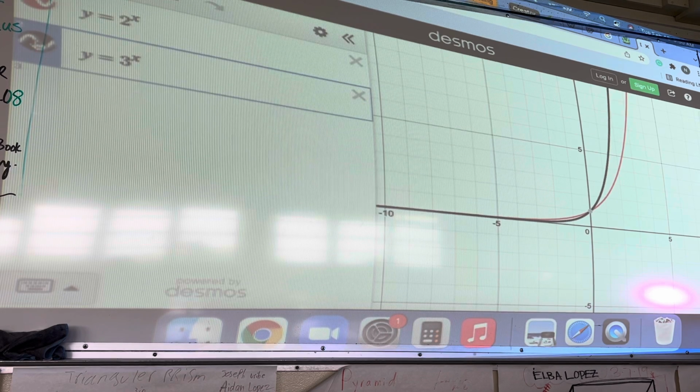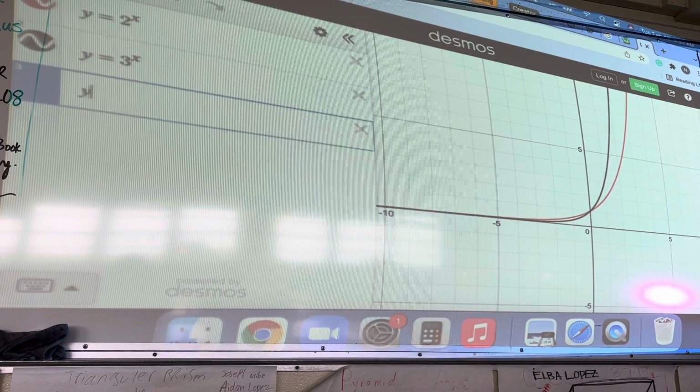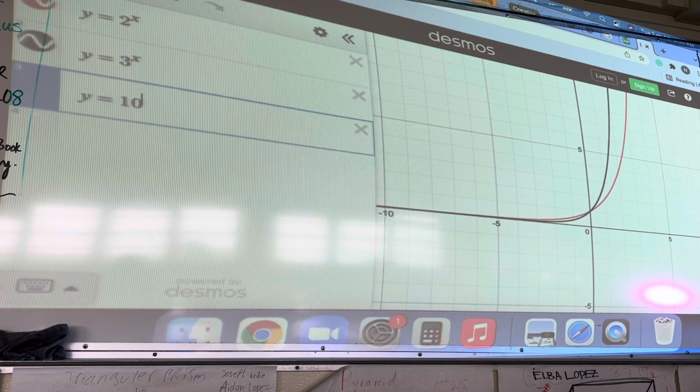Notice this, the color of the line is black here versus red. What is happening with the black one? When the base increases right here from 2 to 3, it's spreading more quickly. See it here? Likewise, if you start to say y equals 10 to the x, you can now expect that that will accelerate more quickly even.